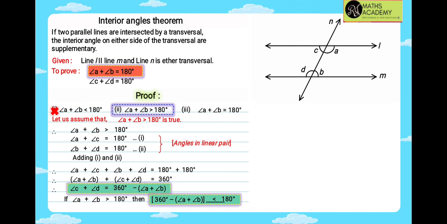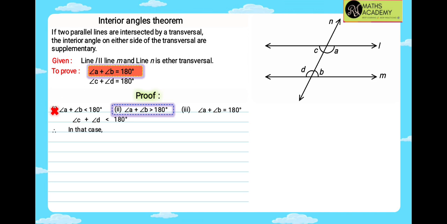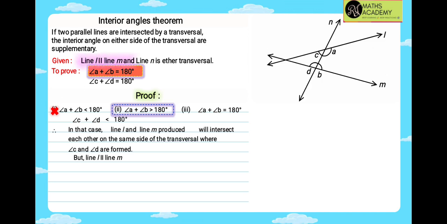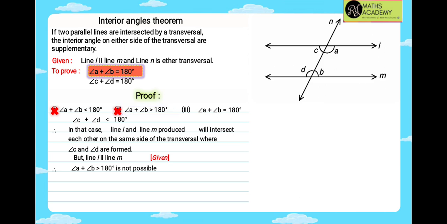That is nothing but how? Angle A plus B. Let's understand. Let me complete this. Now we'll see the third one. Just a minute. Okay, now the third one: angle A plus angle B is 180 degree.